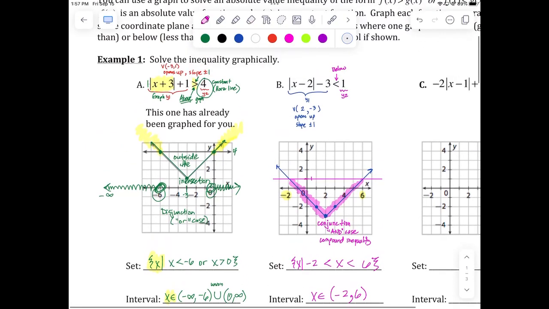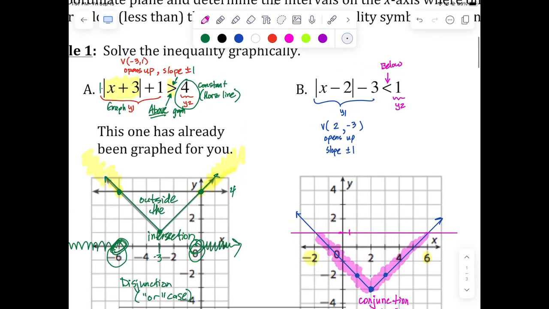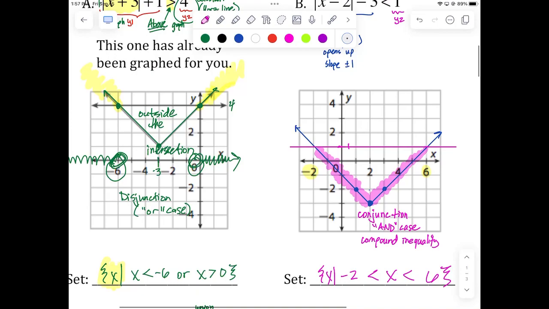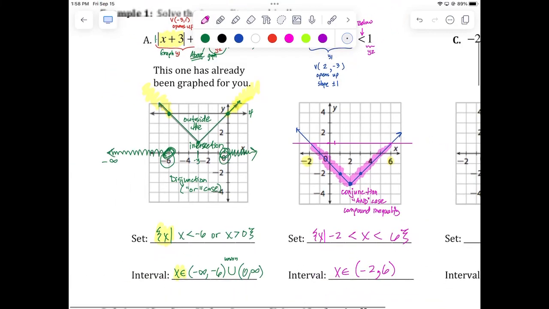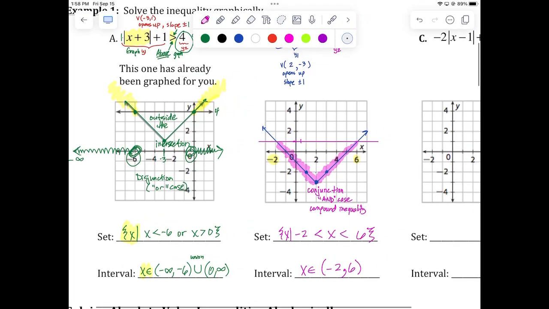So it depends on what the inequality states up here. That inequality can be given to you anyway. But what we're looking for graphically is essentially, where is the graph either above the line or below the line? And it's always, always, always going to be one of two things. It's always going to be outside the intersection points or between the intersection points. One of the two. It's always going to be your disjunction or your conjunction. Okay. So far, so good?